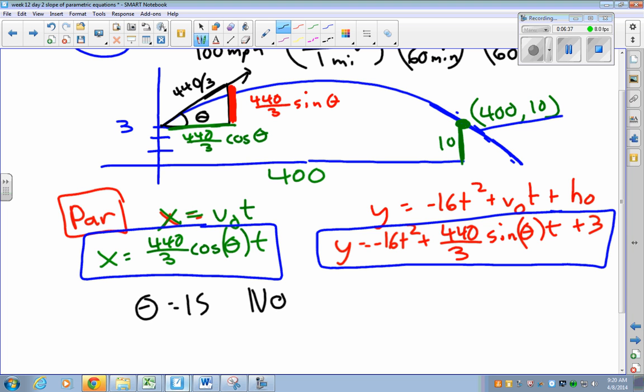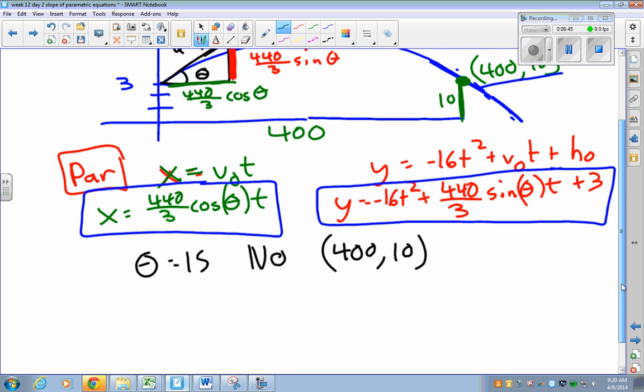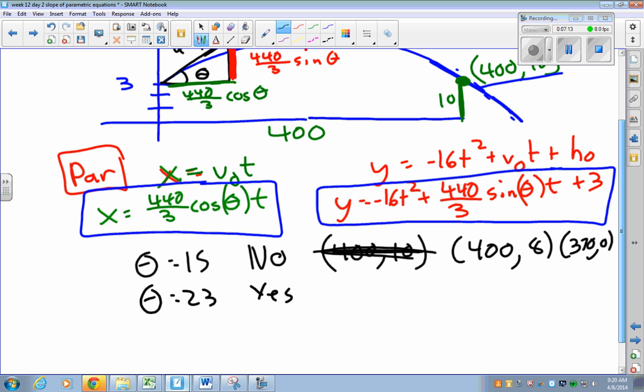That means you did not go 410 plus. That means you might have been short. Do you guys remember, were you short, or did you go 400? You guys remember? Okay. So all it means is maybe you did something like this. You could go to 400,8, and that's short. You hit the fence. Or maybe you only went to 370,0. That means you hit way short of the fence. But you did not clear the 400 and the 10. And then apparently the next part was theta was 23, and it was a yes, it was a winner.